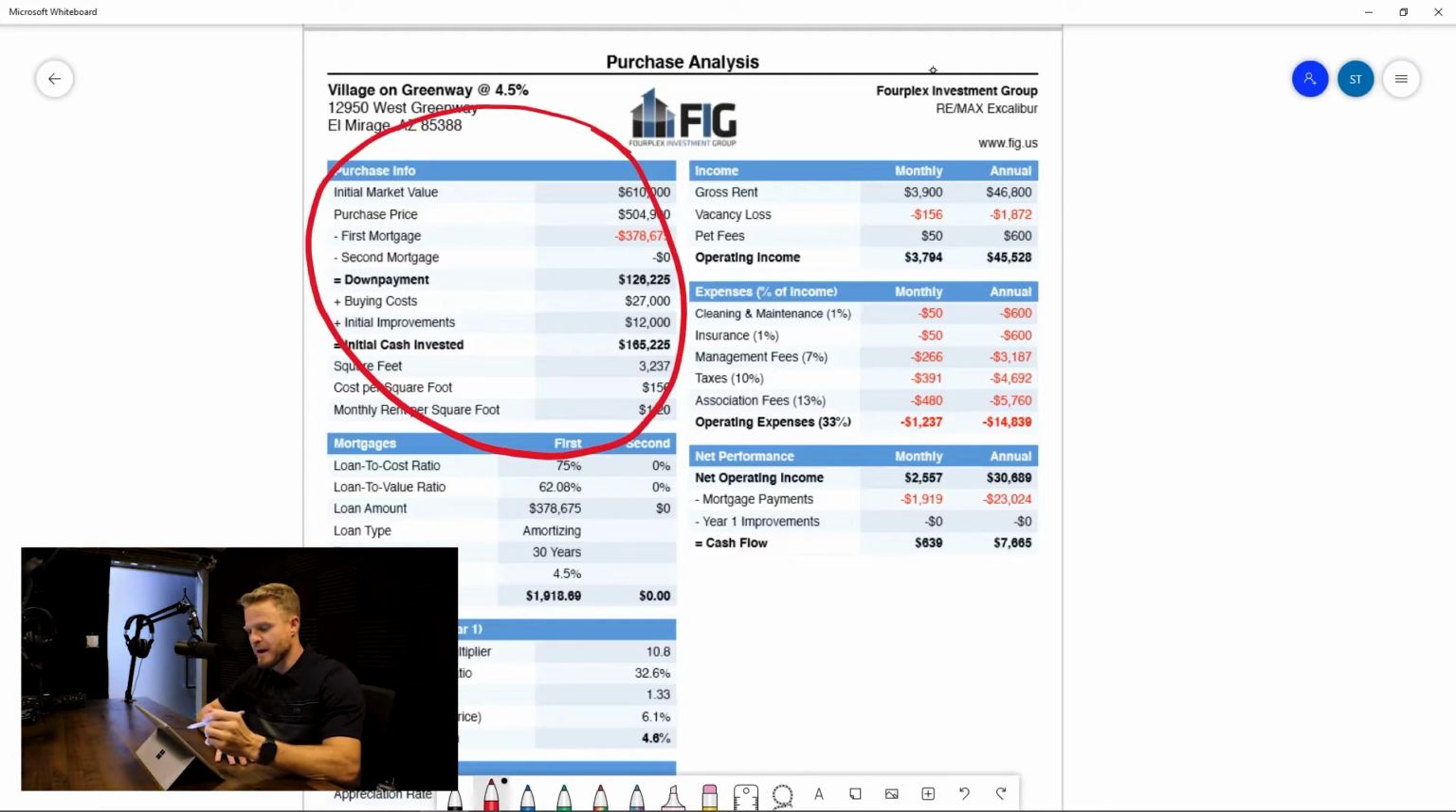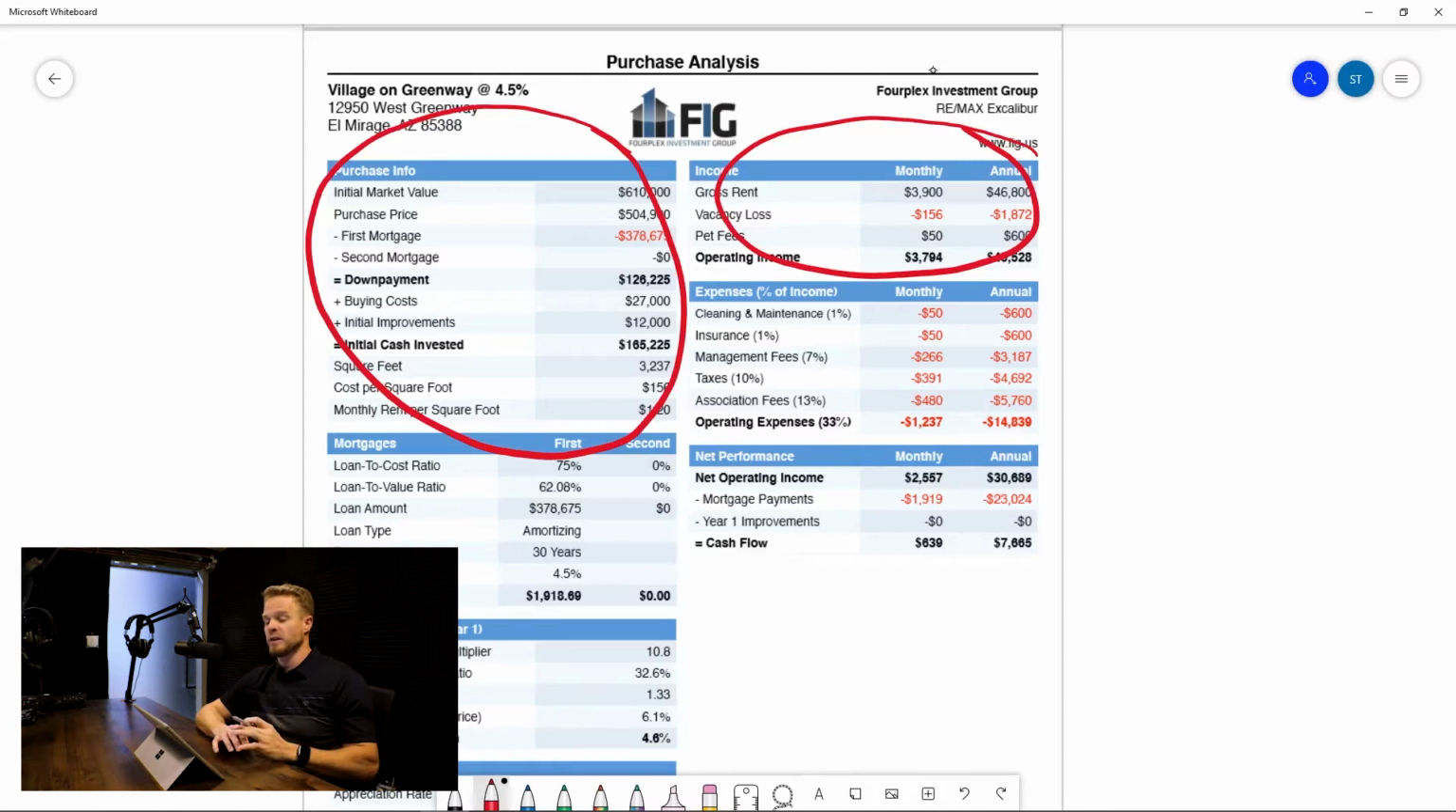As far as the purchase price, the initial market value, your down payment, buying cost, etc. I don't want to talk too much about that today because we want to talk about cap rate and how to figure out how to get a cap rate. So the first part that you want to start is going to be on your top right-hand side.